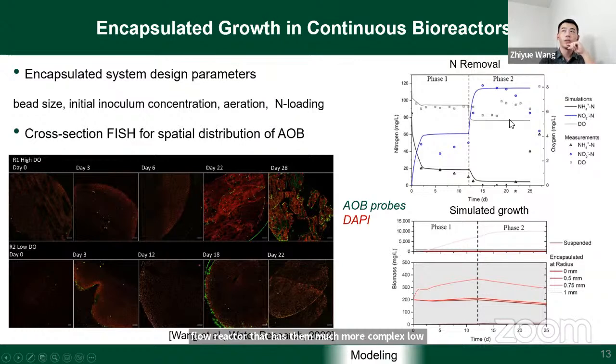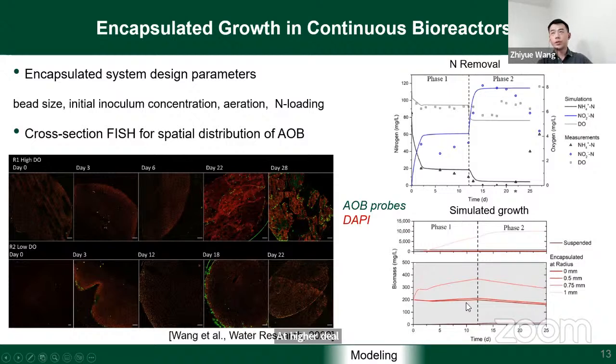On the right-hand side, it's showing the overlay of simulation and experimental results in the continuous flow reactor. We start to see some deviation after a long operation of the reactor, since we observed the breakage of alginate. Alginate is not strong enough to hold for a long-time operation under non-sterile conditions. And this is exacerbated by the higher aeration rate at higher dissolved oxygen points.